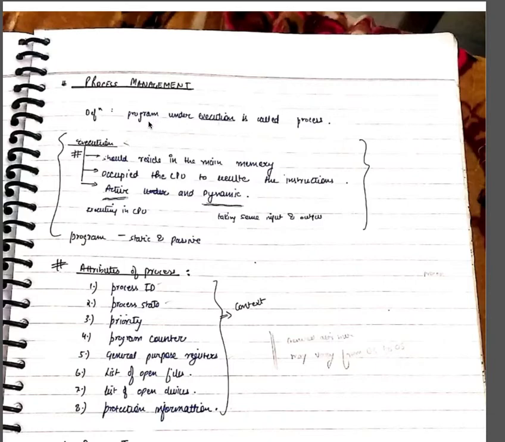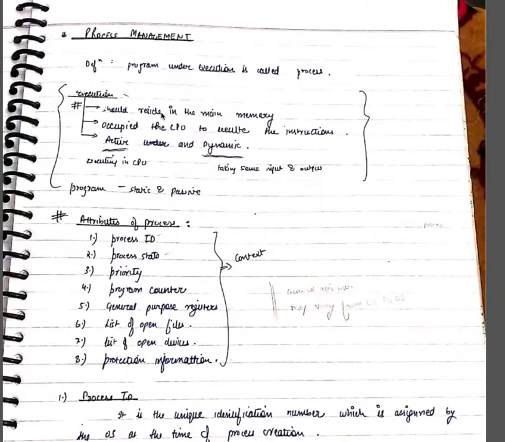Whenever we say program, what do you mean by program? Static code, you can say, is a program, and a program in execution is called a process. Now, some few important points. The program should reside in main memory. Main memory, I mean RAM. Now it occupies the CPU to execute the instructions.